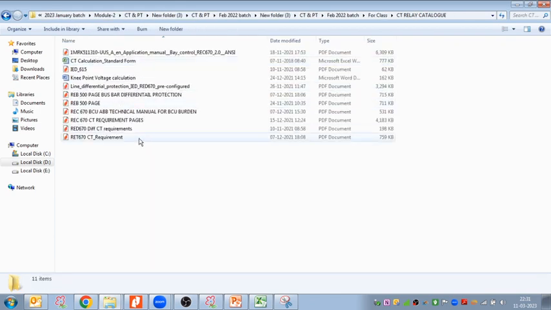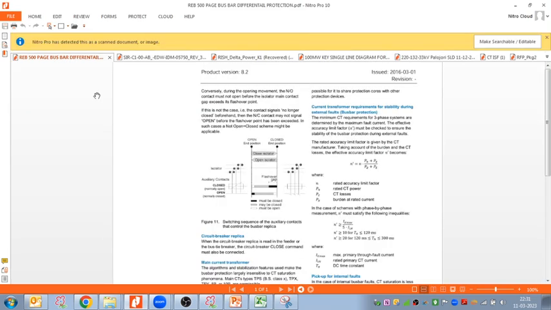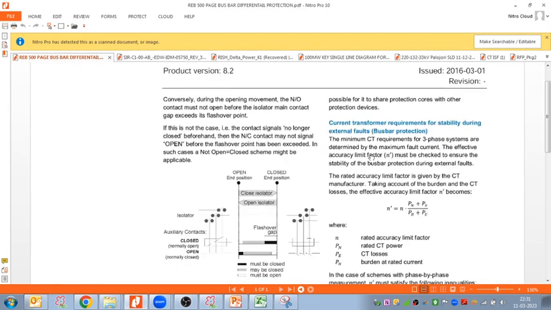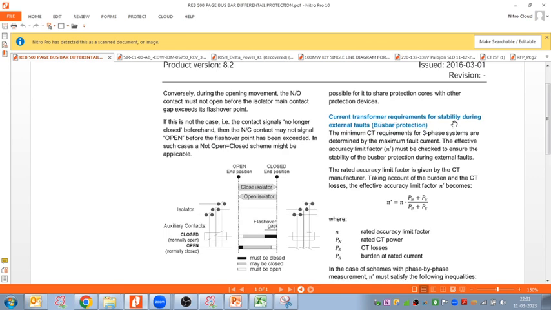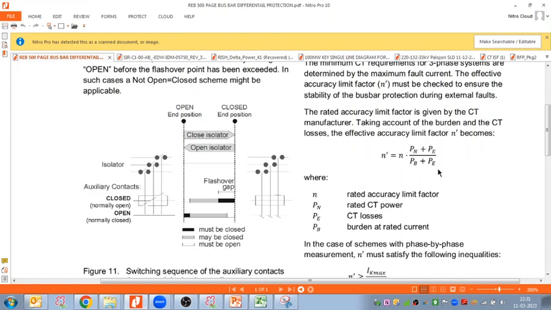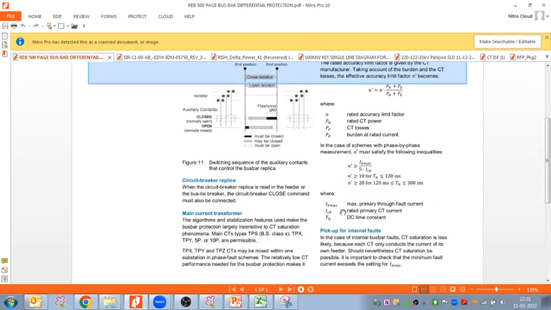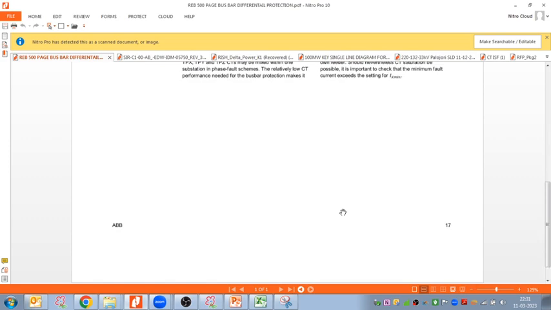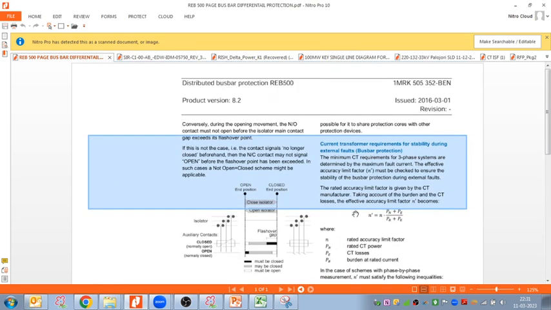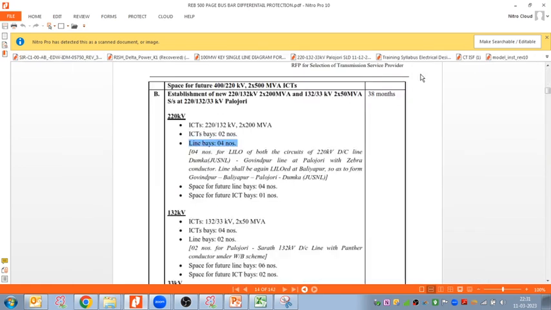See, if you are using the bus bar differential protection, then we use the REB 500 relay. For the REB 500 relay, if you see, the formula is changed. Current transformer required for the stability during external fault, bus bar protection. So you have to take P, N, where N is the rated accuracy limit factor. If you are using the P class CT, or if you are using the PX class CT, you need to check the formula for the PX class CT. Here it is for the P class CT.